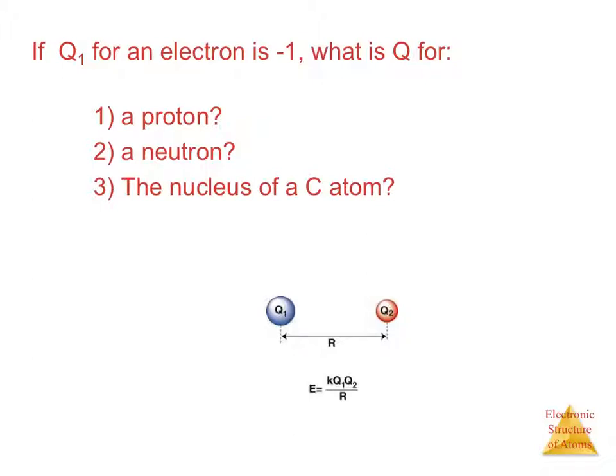If Q for an electron is minus 1, what is Q for a proton going to be? Think about all these: Q for a proton, a neutron, and the nucleus of a carbon atom. All right, so if an electron has a charge of minus 1, a proton is going to have a charge of plus 1. A neutron is not going to have any charge. It's going to be 0. And the nucleus of a carbon atom is going to have a plus 6.